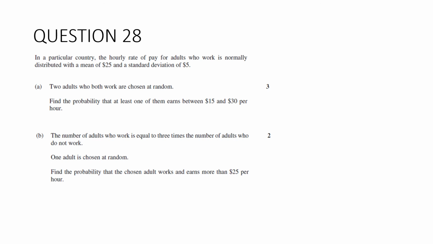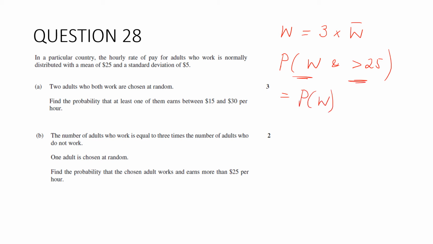Part B. The number of adults who work, so let's call that W, is equal to 3 times the number of adults who don't work. One adult is chosen at random. Find the probability that they work and they earn greater than $25 an hour. All right, these are independent events, that they work and that they earn greater than $25. So we can do the probability that they work multiplied by the probability they earn greater than $25.